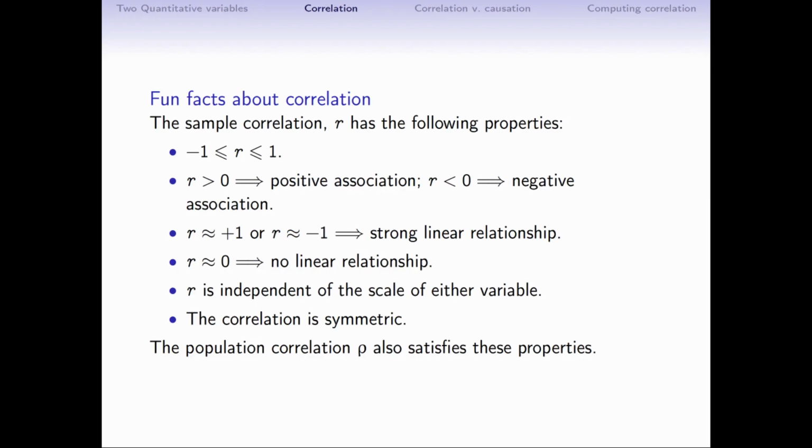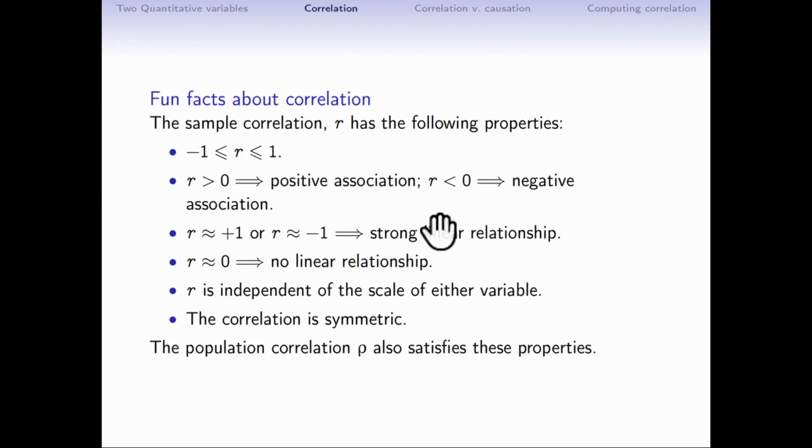So as we noted already, r is always a number between -1 and 1. If r is positive, that means that the variables have a positive association, and if r, the correlation, is negative, then the variables have a negative association. We've already seen that in the examples that we have been studying. So we saw a positive association between offensive and defensive rebounds and a corresponding positive correlation.